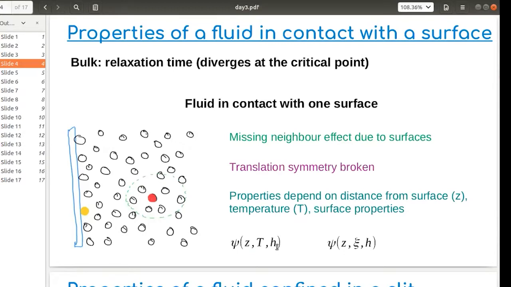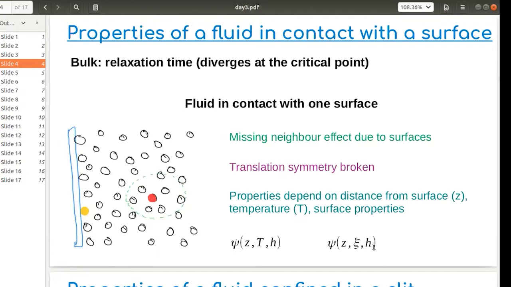Now, close to the critical point, like I told you, it's the distance from the critical temperature which is important. And in certain conditions, you can replace the temperature T by a new variable, the bulk correlation length. This bulk correlation length will automatically take care of the temperature of the fluid as well as the critical temperature, the distance of the fluid from its critical temperature. And that is extremely important when you have a fluid which is close to a second order phase transition. All right. So these are some of the properties of a fluid which is in contact with one surface. And the surface properties, like you see, enter in terms of h.